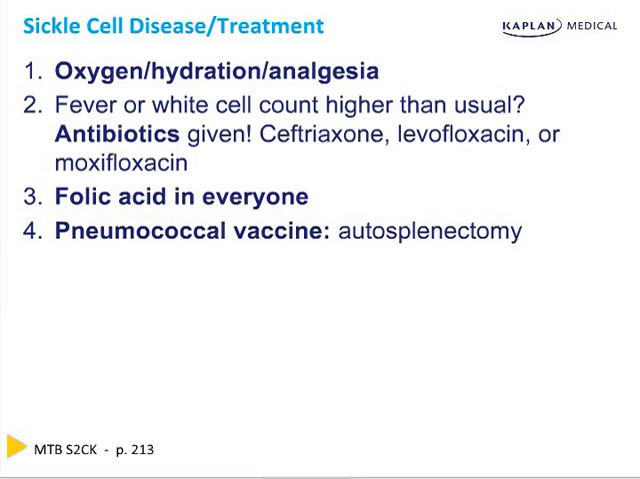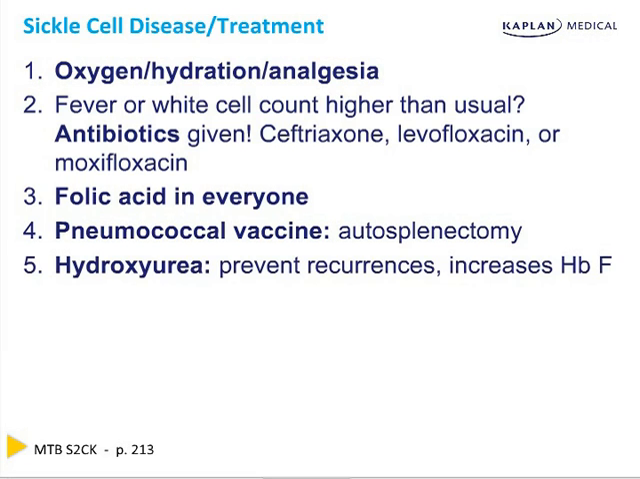Because they're autosplenectomized, you should get a pneumococcal vaccine from childhood, as a matter of fact. And you should get one revaccination 5 years after the disease is found.